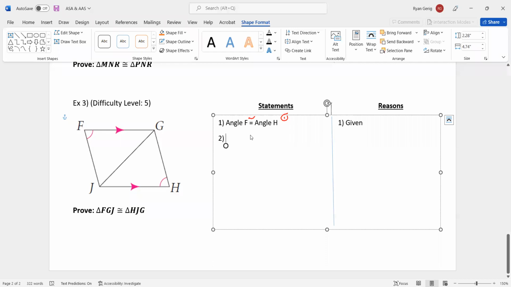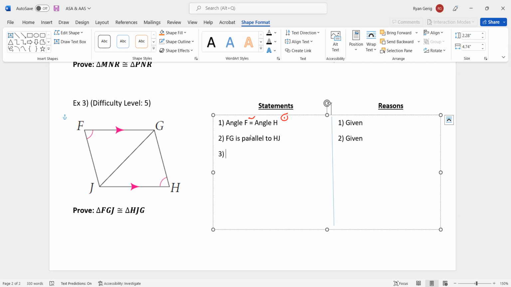Now, this piece of given information, a lot of people are going to put FG is congruent to HJ. You can't do that. FG is parallel to HJ. That's what those little filled in triangles mean. It does not mean they're congruent. It means they are parallel. Now, we've talked about parallel lines and what they do when they're cut by a transversal back in Unit 3. We're using that idea again.